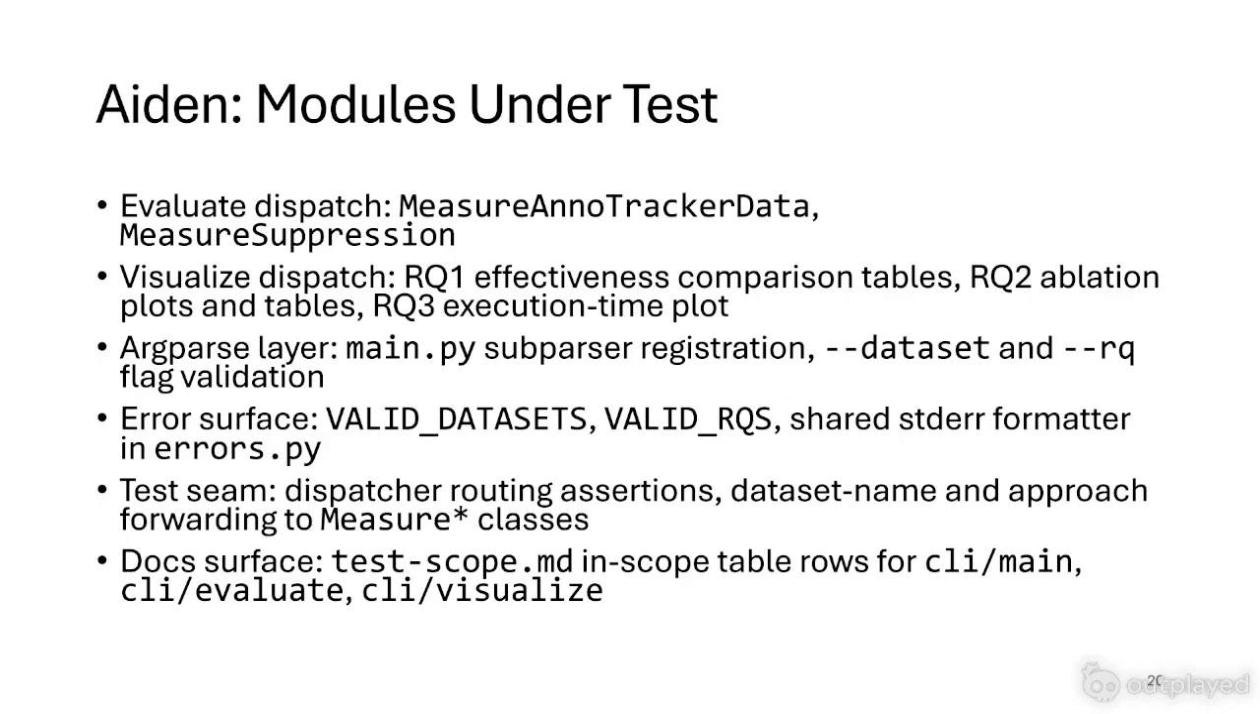So, the modules that were under test: evaluate dispatch, these 2 modules, the visualize dispatch, the arg parse layer, the error surface, test seam, dispatcher routing assertions, dataset name and approach forwarding to the measure classes, and then the doc surface, test scope dot markdown, with in-scope table rows for the CLI main, CLI evaluate, and CLI visualize.